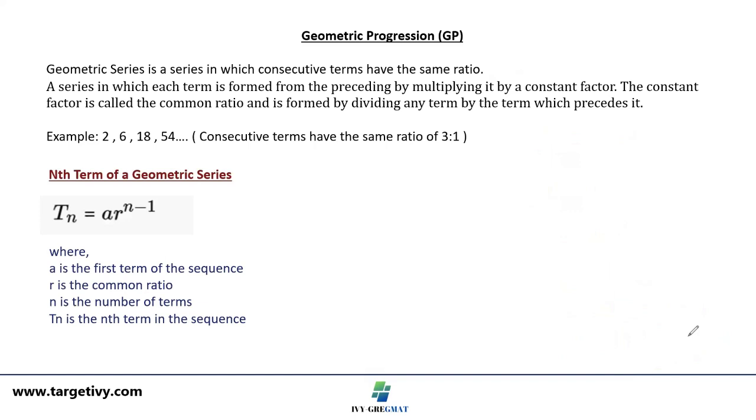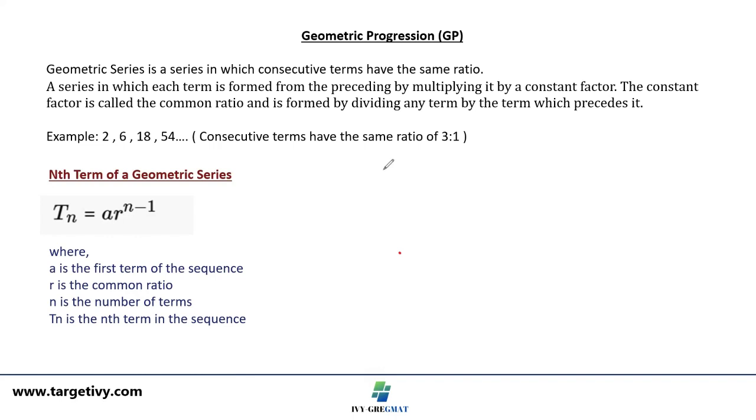But arithmetic progression is followed by something called geometric progression. What is geometric progression? Geometric progression is basically a geometric series. What is a geometric series? It's a series where the consecutive terms have the same ratio. A series in which each term is formed from the preceding term by multiplying it by a constant factor. This constant factor is sometimes called the constant ratio, and is formed by dividing any term by the term preceding it. In AP, what did we do? We added up. Here we are multiplying.